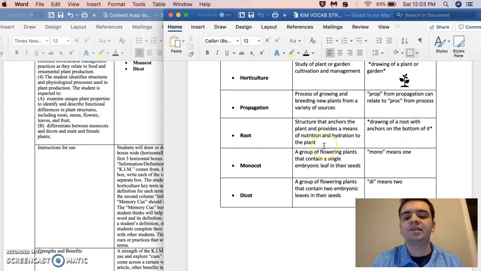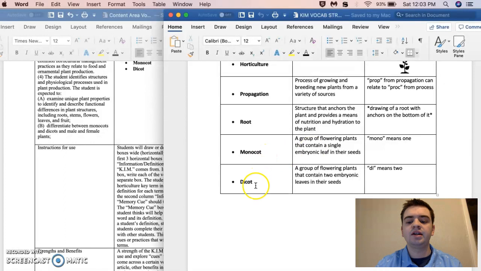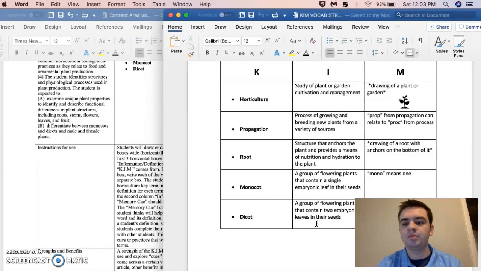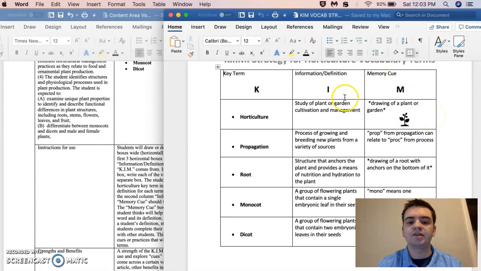Root, in the definition, it's saying it's a structure that anchors something. So if the student wanted to, they could maybe draw a root with anchors on the bottom of it, so they can remember that the bottom of roots anchor the plants in. And then monocot and dicot, since we're at the 9th and 10th grade level, the students will have previous reading experience, so they can maybe use a memory cue that mono in monocot means one, so they only have a single leaf in their seeds, and the di in dicot means 2, so the plants have 2 embryonic leaves in their seeds. So just little memory cues or memory devices like that go in the M box. So that makes up the K for key term, I for information, and M for memory cue.